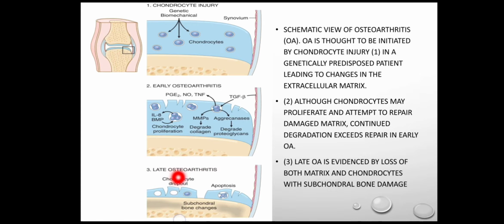So finally there will be chondrocyte dropout because of loss of the matrix. You are seeing that the thickness of the matrix has decreased here and chondrocytes are also decreased here. There will be death of the chondrocytes, that is apoptosis of the chondrocytes finally, and because of that there will be sloughing off of the articular cartilage. So now the bone will be exposed, the subchondral bone will be exposed, and there will be finally changes in the subchondral bone in the late osteoarthritic stages.